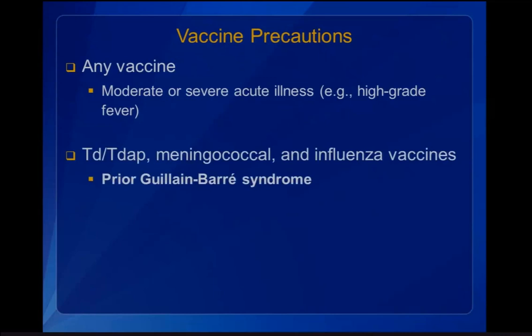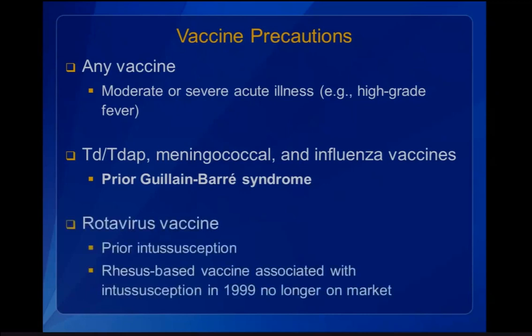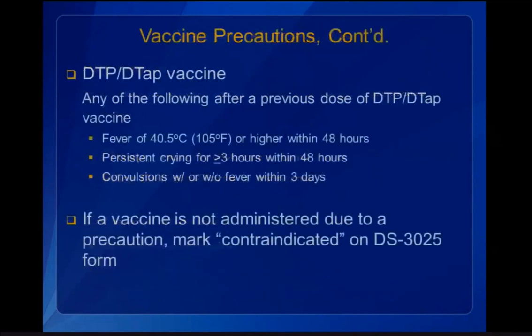And for Td, Tdap, meningococcal, and influenza vaccines, prior Guillain-Barré syndrome is a precaution, even though we haven't seen evidence of that since 1976. So rotavirus, we had those problems with intussusception back in the late 90s when those vaccines first came out. But those were rhesus-based vaccines, and the ones on the market in the U.S. are no longer rhesus-based. So you really don't need to worry about that. But again, if you have a question, you could email us and ask what to do if there's a history of intussusception.